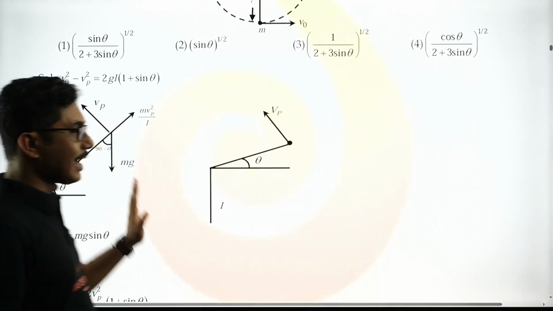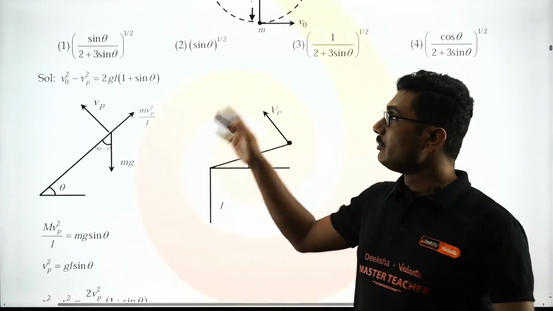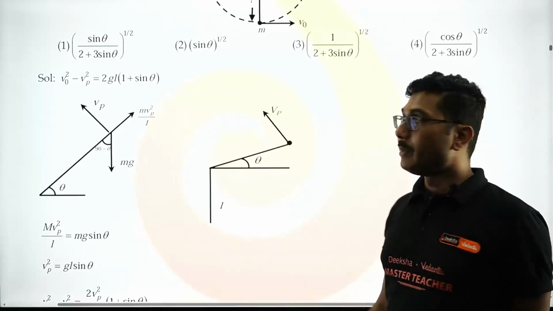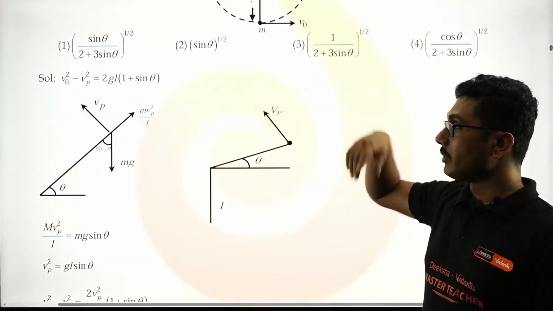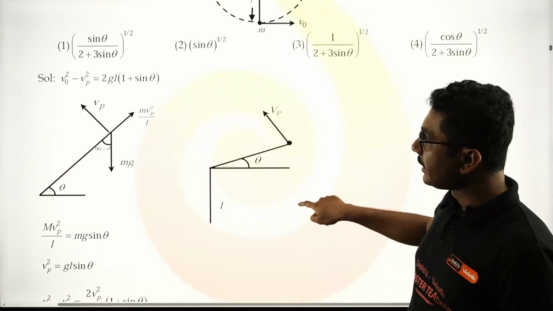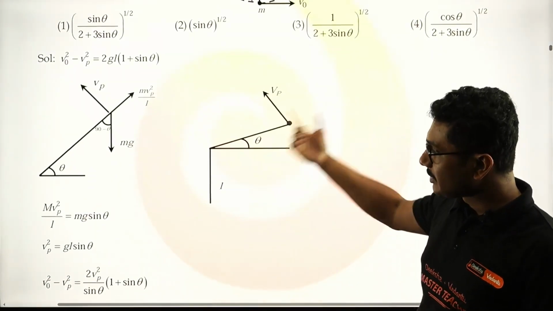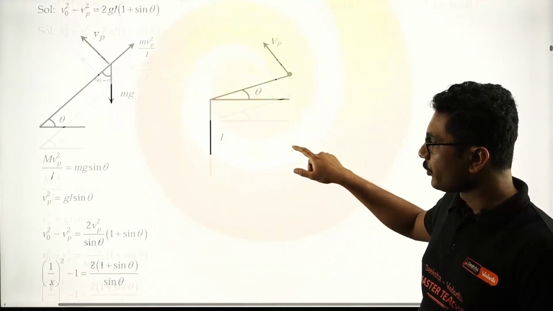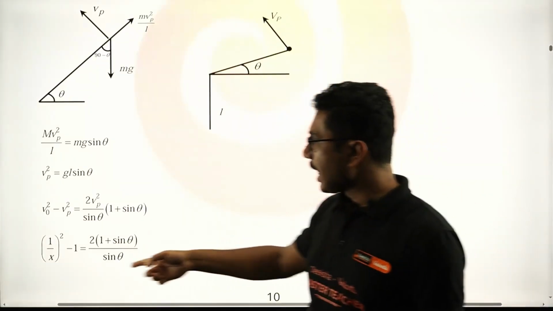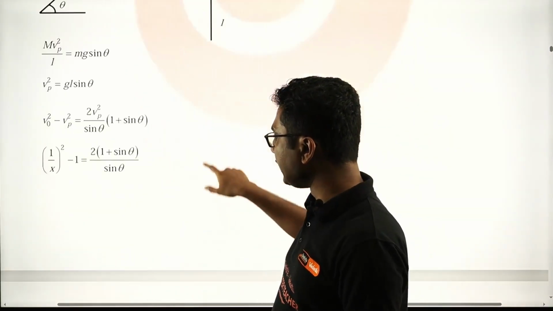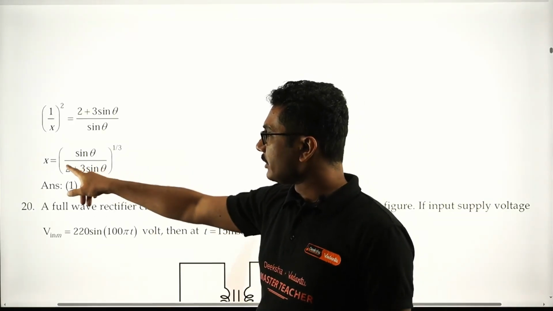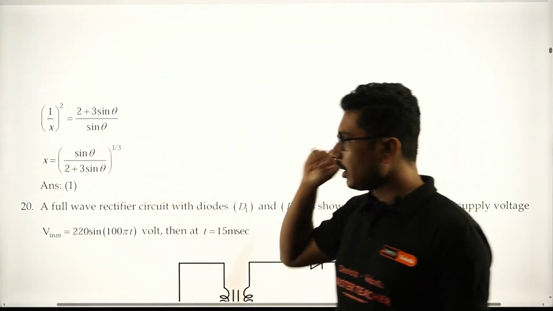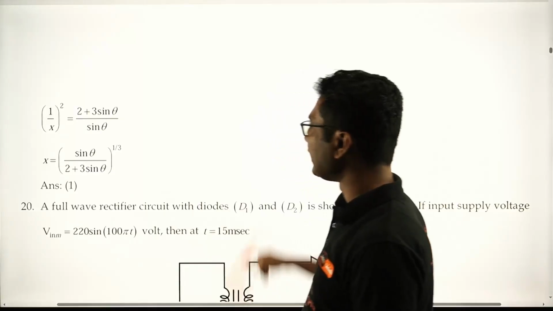This is slightly advanced level physics. Generally we do not see such questions in NEET, but this is very common in advanced physics, that is IIT JEE Advanced. So this is a slightly difficult question. Most of you may not be able to solve this, and you get this answer. I'm not going into the detail, x equals sine theta by 2 plus 3 sine theta.